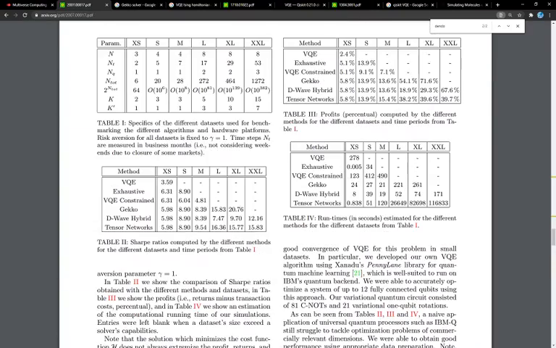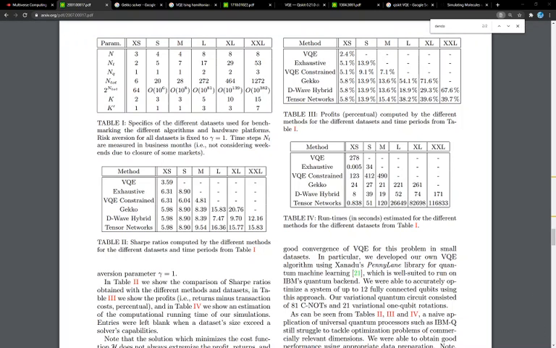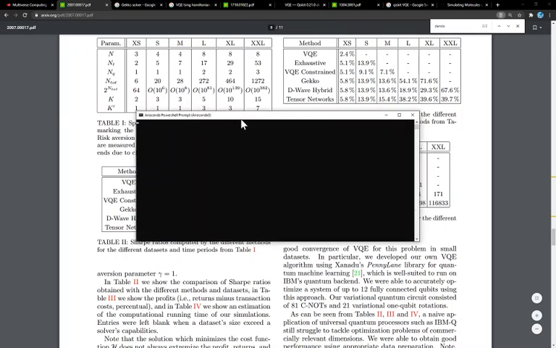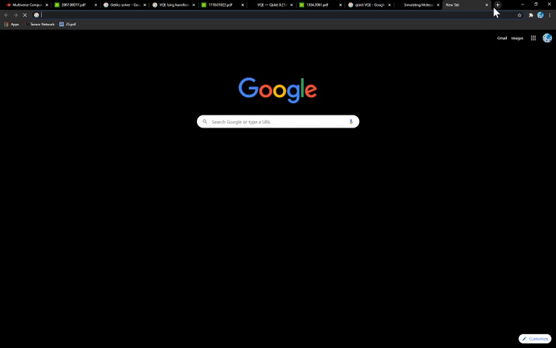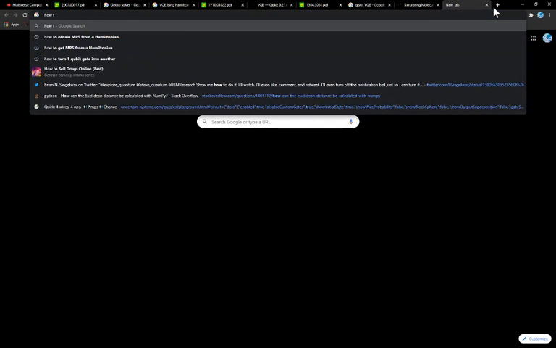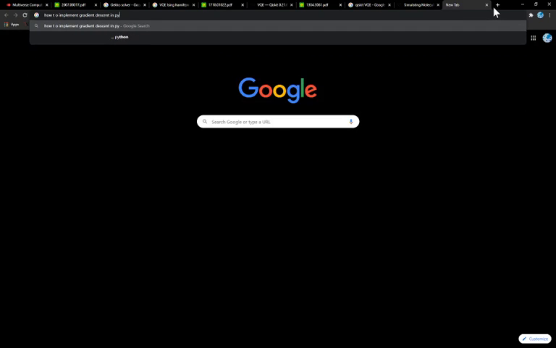Still VQE. So where do we even start? I'm just going to get the basics in like 10-15 more minutes, and that's it. VQE. How do I implement gradient descent? How to implement gradient descent in Python.